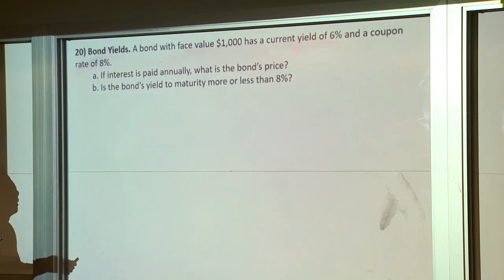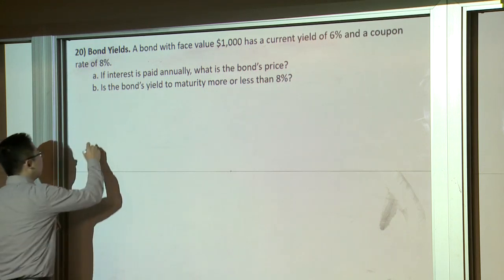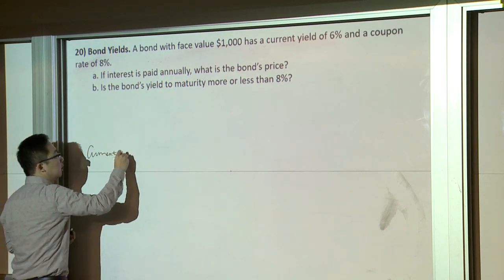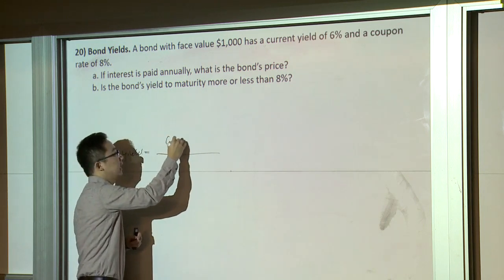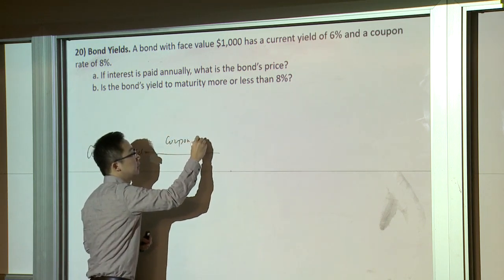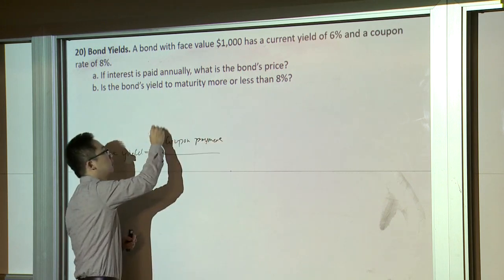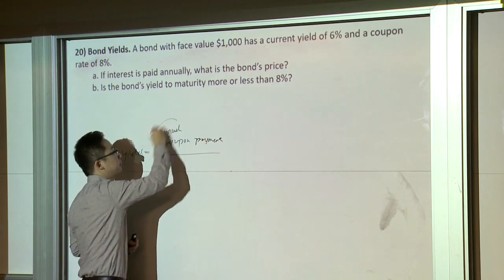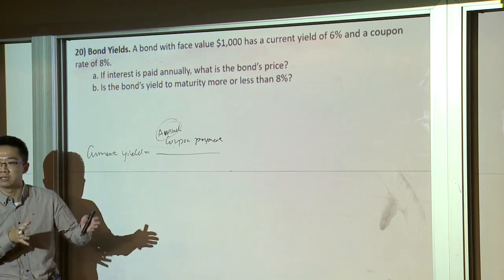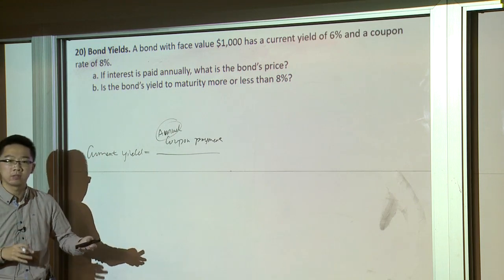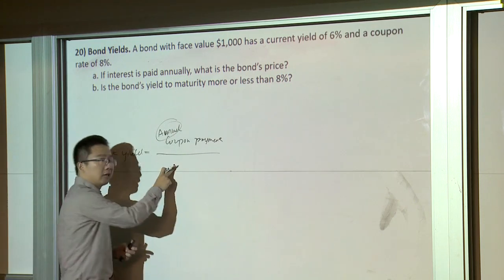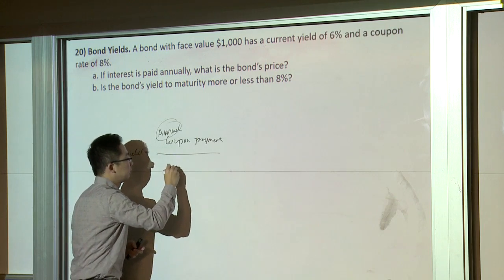Face value 1,000, current yield 6%, and coupon rate 8%. So what was the formula for current yield? Is it a coupon payment? Good. A coupon payment. What I want to add is annual coupon payment, right? That's very important. That's not one payment. It's the payment for the whole year. If you have more than one compounding frequency within a year, you have to add them up, okay? And divide by the bond price, exactly.